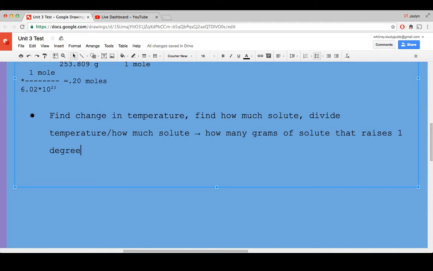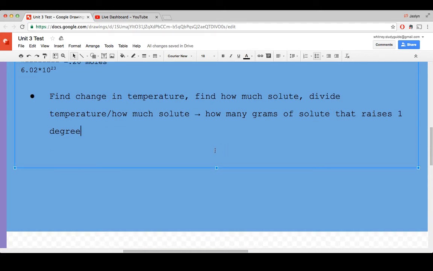So really, it's just simple math, but there's no formulas involved. And for that, you just have to find how many grams of solute raise it 1 degree. So I think that if there's any other questions, you can ask.